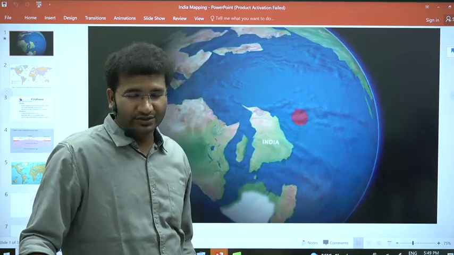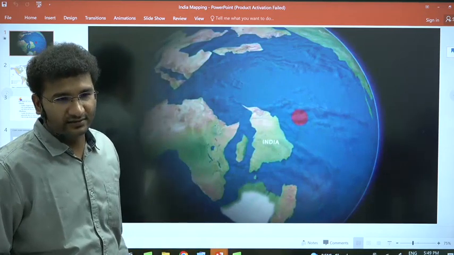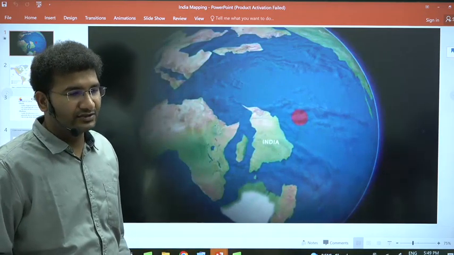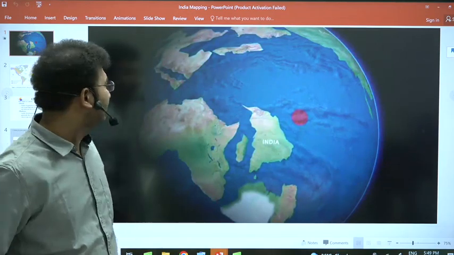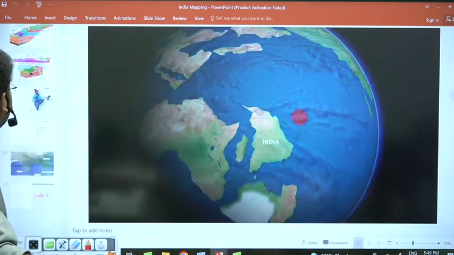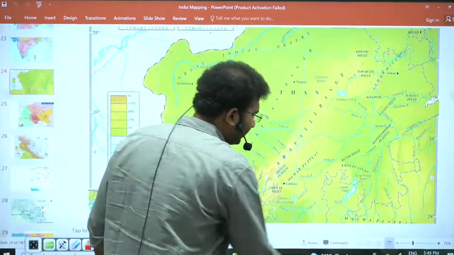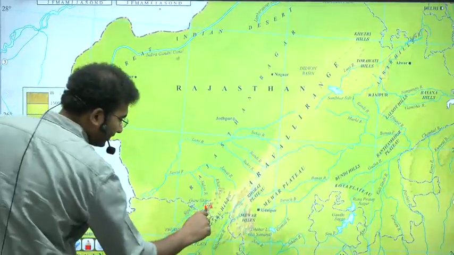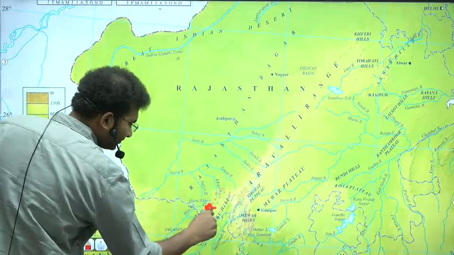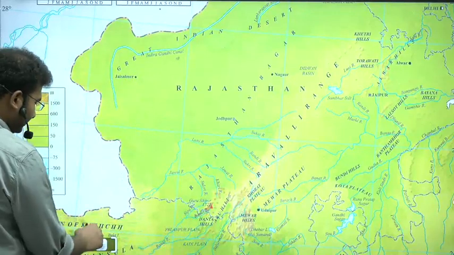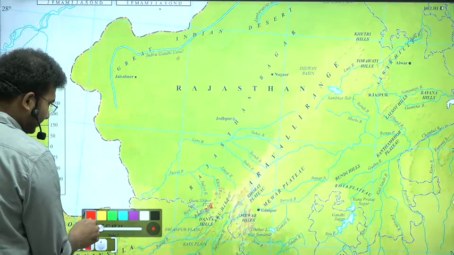Sorry, Guru Shikhar is in Rajasthan, not Gujarat. On the boundary between Gujarat and Rajasthan, Mount Abu is the place where you will find it. Look here, on the boundary. So this is the highest peak. What is the height? 1722 meters.